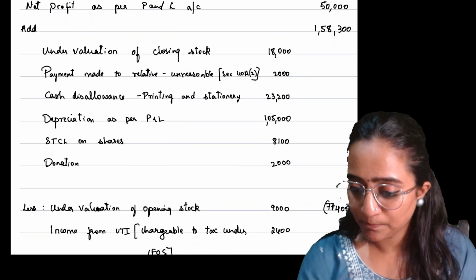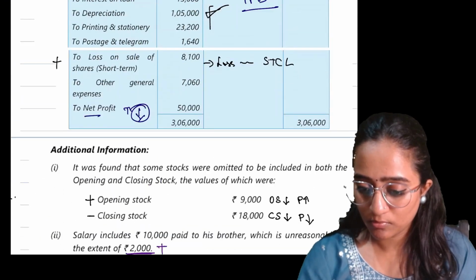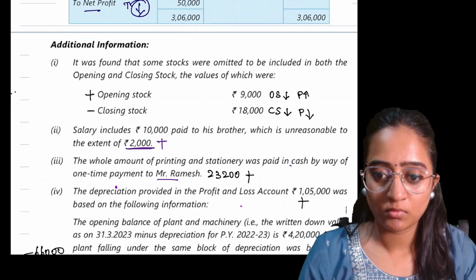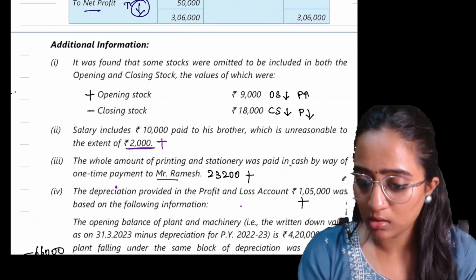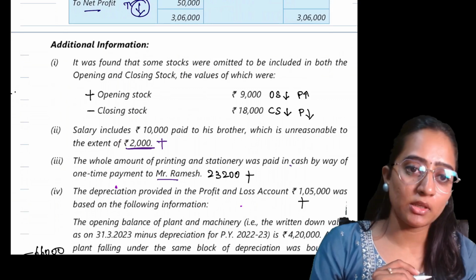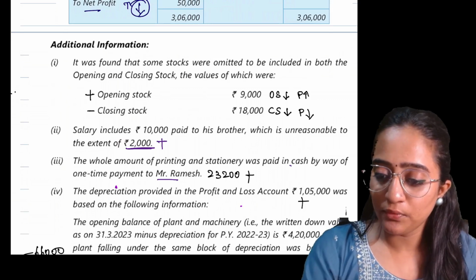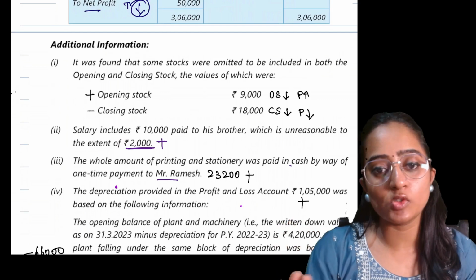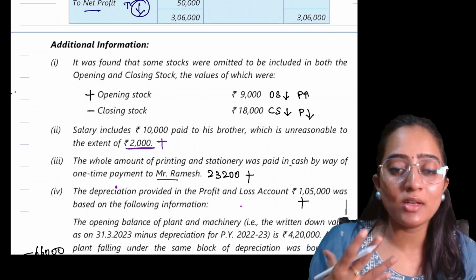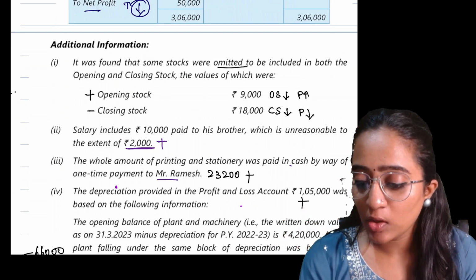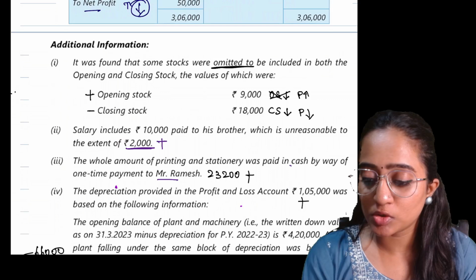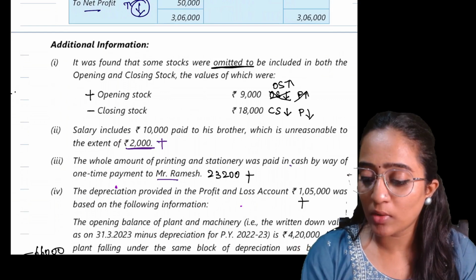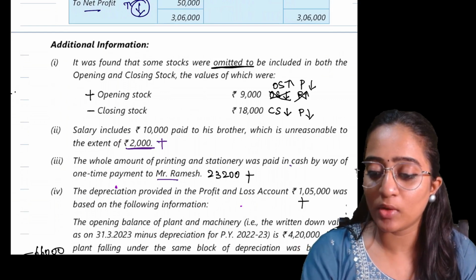Everyone, there's a small correction which needs to be done in this particular adjustment. See, if the opening stock is omitted, it means the opening stock is not recorded. Omitted means they forgot to record. Your opening stock should have increased. If your opening stock is increased, what would the effect have been on your profit? Your profit would have decreased.